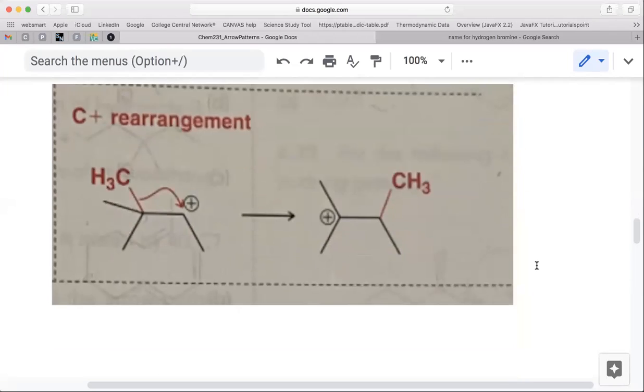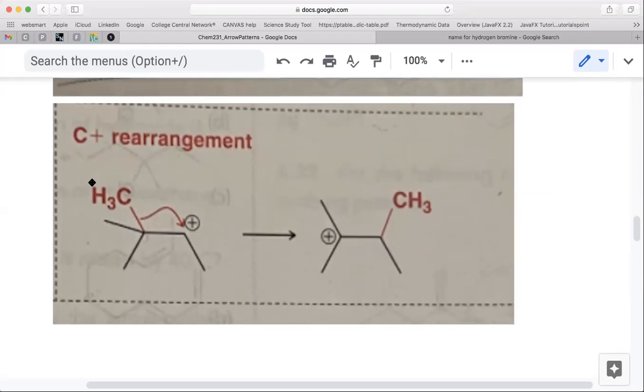The next pattern that we're going to look at is C+ rearrangement. So the first thing that I see here is the positive charge on the carbon. And we already know that carbocations are not very stable. However, this one is a secondary. We want to identify what it is first. This is a secondary carbon because it's bonded with two other carbon groups. And the carbon that is on its left is actually very stable.